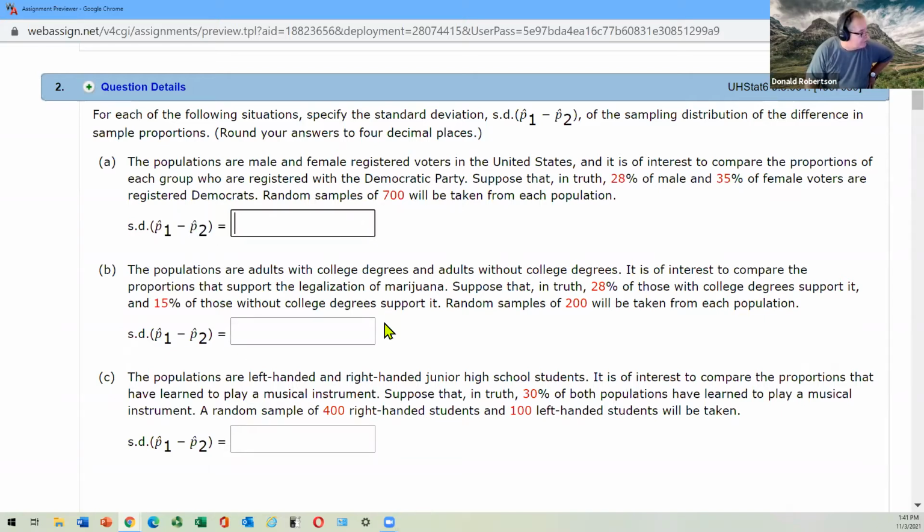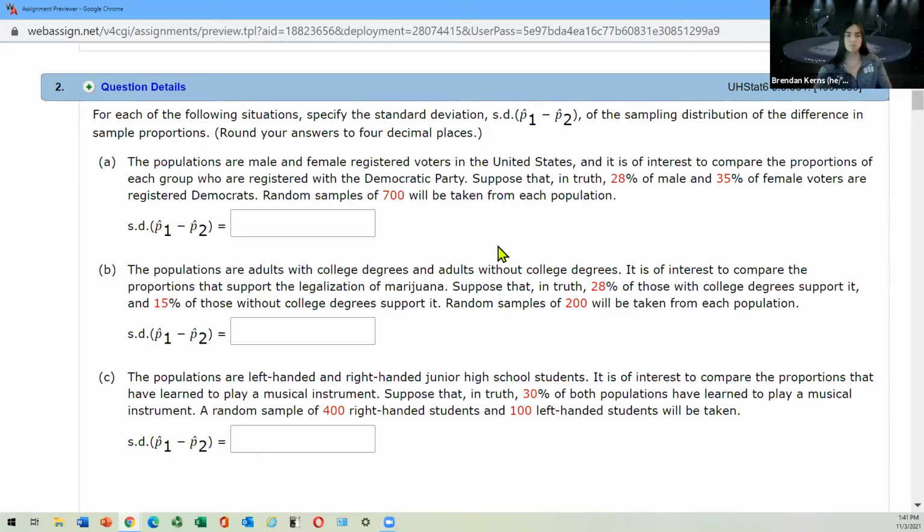Do you want me to do one of these three, or are we good? It's just plug and chug into an ugly formula. Do you want to see one of these or not? I'm good. You're good. We'll move on then.